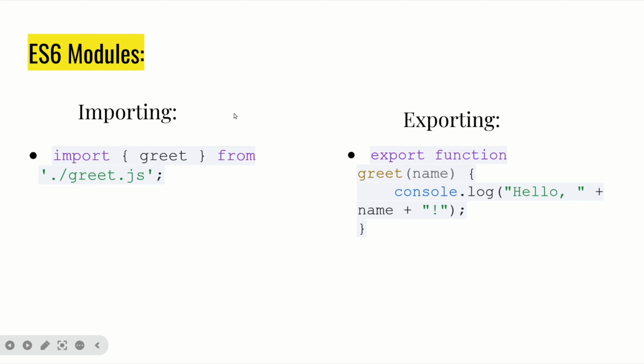About how to use ES6 modules. For importing them, we need to use the keyword import, and inside the curly braces we need to write the function name, followed by from and the file name where the function is stored, like greet.js. For exporting that, we need to use the keyword export, the function keyword, and the function name followed by the arguments. Inside the curly braces we need to write the specific code.